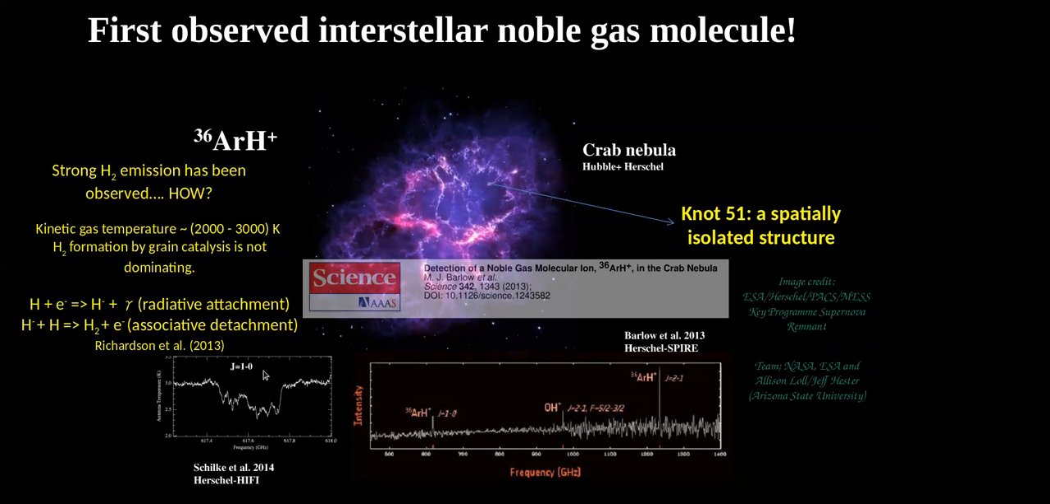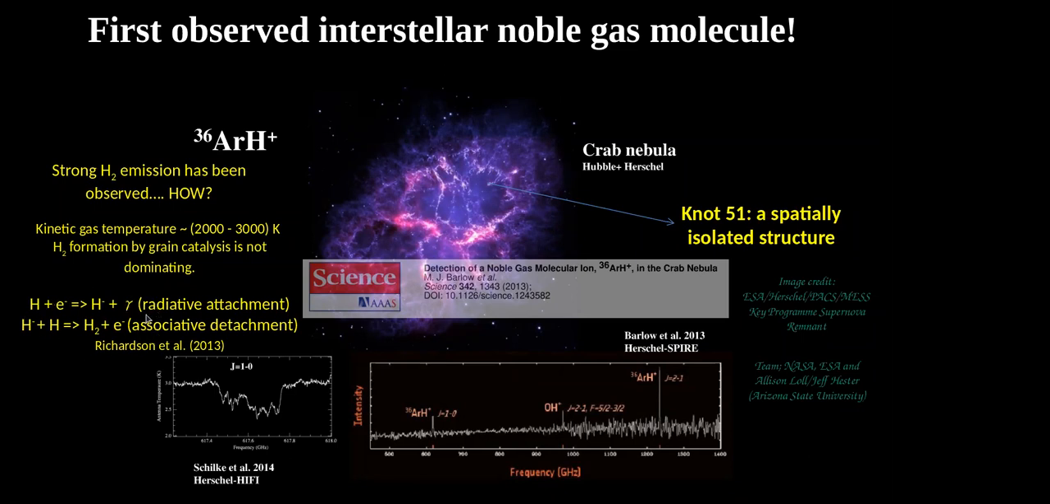At about the same time, Richardson et al. 2013 modeled several H2 emitting knots in the Crab region. Generally, in the interstellar medium, H2 forms by the grain catalysis process. But in this environment, due to high radiation and high temperature, H2 forms by some other process.